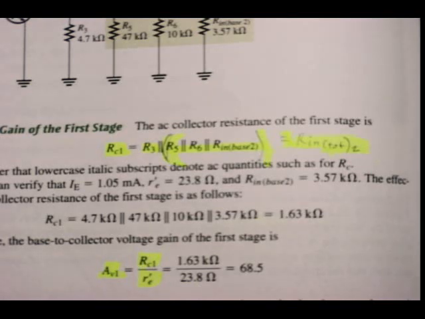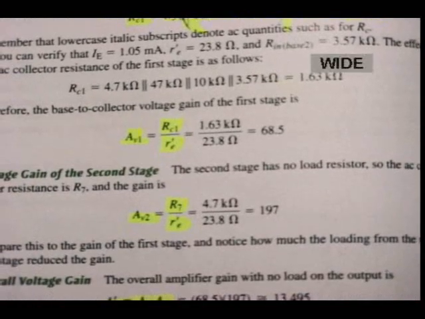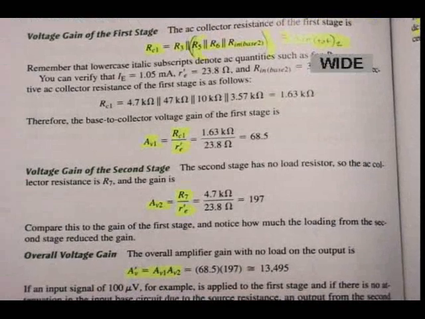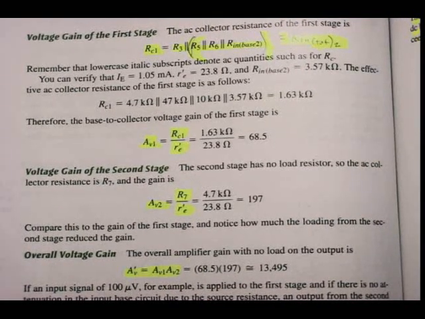Okay, then to calculate AV1 and AV2, as I've discussed with you, you can work through it there again. And then finally, the overall voltage gain is AV1 times AV2.